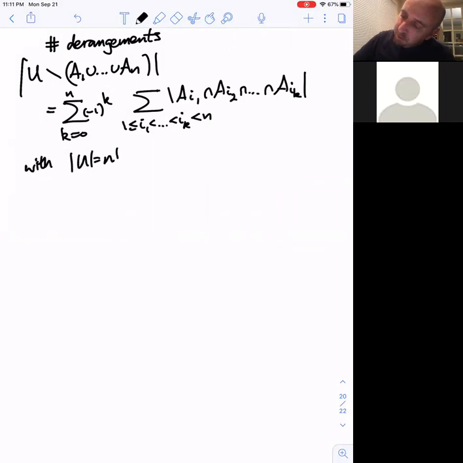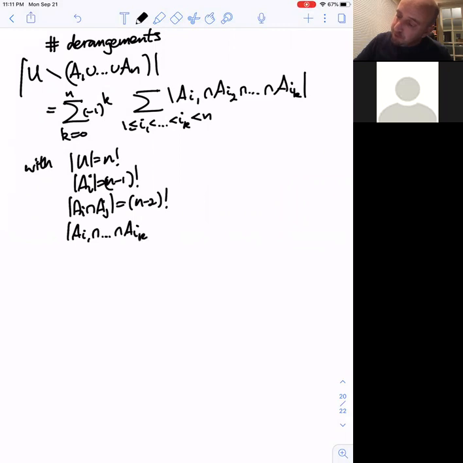U is n factorial, A_i is n minus 1 factorial, A_i intersect A_j is n minus 2 factorial, and you keep doing this and you realize, when there's k of them, a k-fold intersection, you take those k people, you put them off to the side, and the remaining n minus k people, you just arbitrarily arrange their hats in n minus k factorial ways. It works. And so our answer, the thing we're working on up top there, is this.